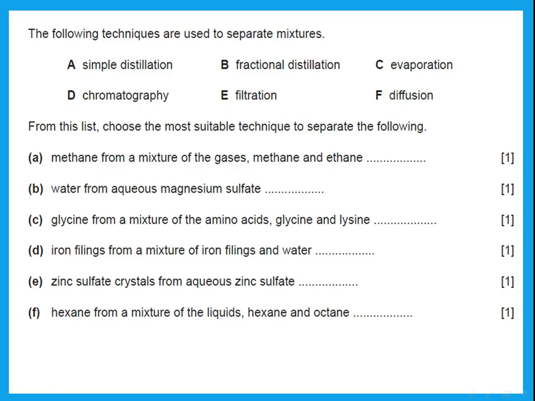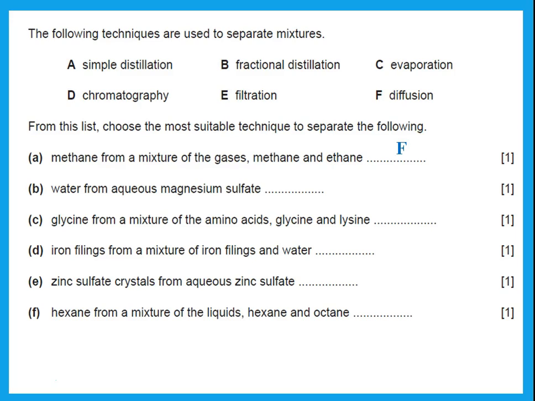The following techniques are used to separate mixtures from this list. Choose the most suitable technique to separate the following. Methane from a mixture of gases. Remember, we did this in the chapter on diffusion, on the first chapter. How do we separate a mixture of gases, methane and ethane? We allow it to diffuse through a porous tube. Do you remember that? So that is by diffusion. Water from aqueous magnesium sulfate.